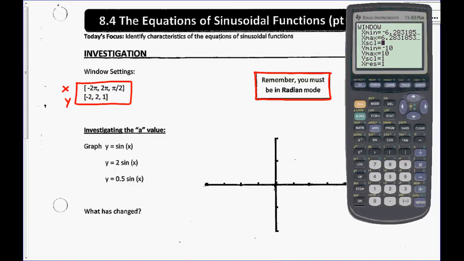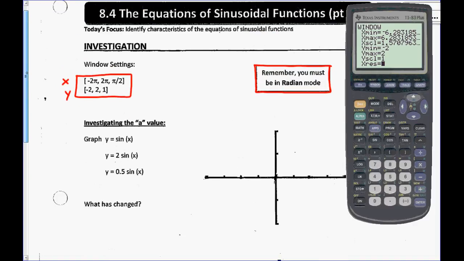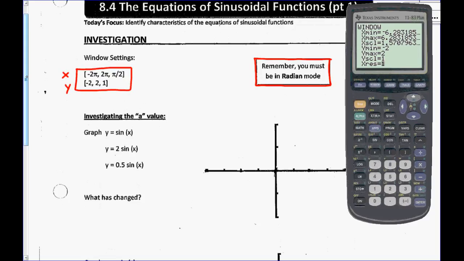Your scale is going to be pi divided by 2. And then again, change your Y's to -2 and +2, and a scale of 1. Okay? All right. So then we can go back. Once we have our windows set, then we can have a look at what the actual equation of a sine function would be.